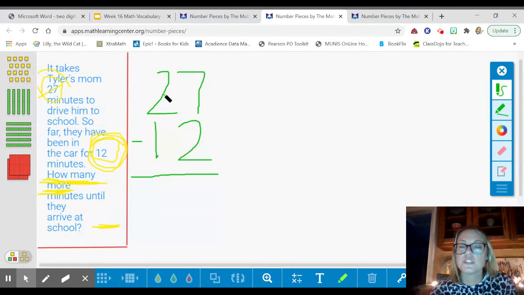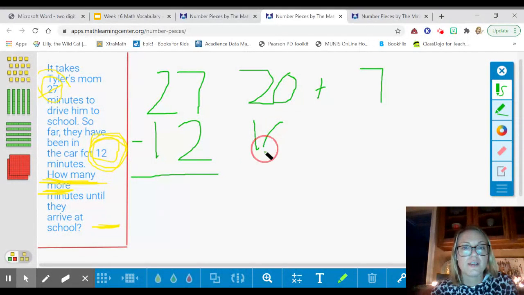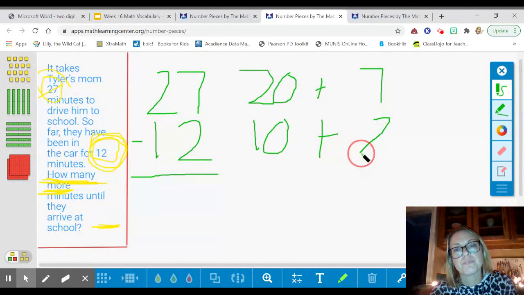I had 2 in the tens place. That 2 is worth 20. And then 7 in the ones place, the value of that 7 is 7. Okay, and then I'm going to do 12. I'm going to break it apart in expanded form. A 1 in the tens place, that 1 is worth 10. That's its value. And then 2 ones, its value is 2.